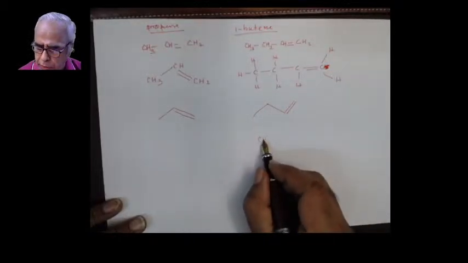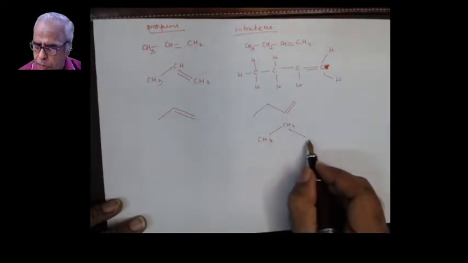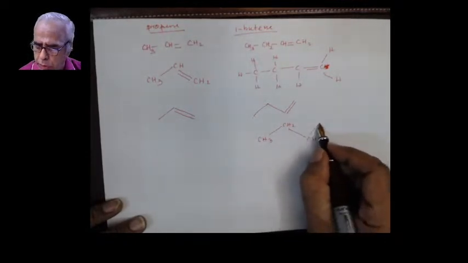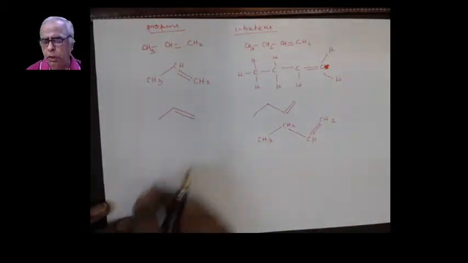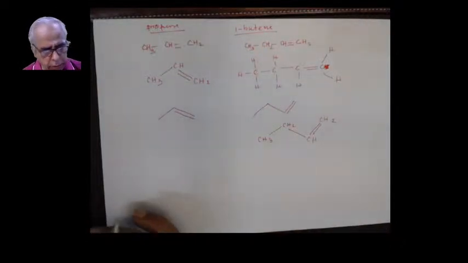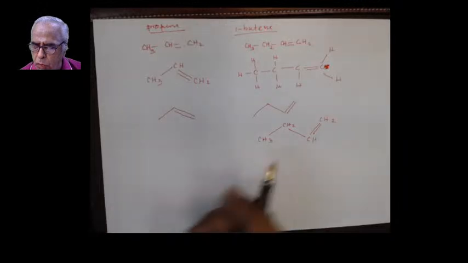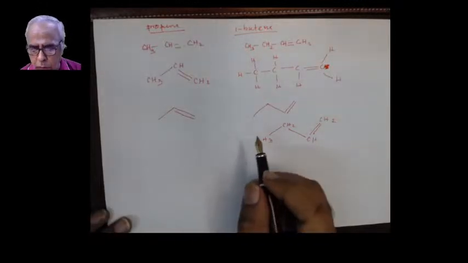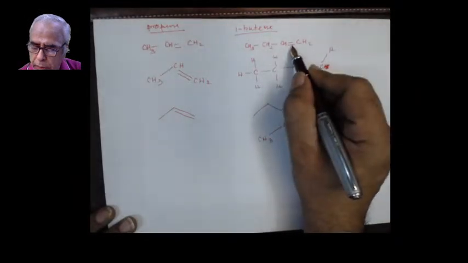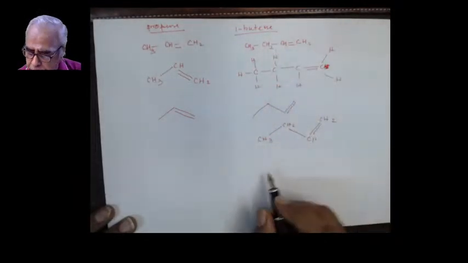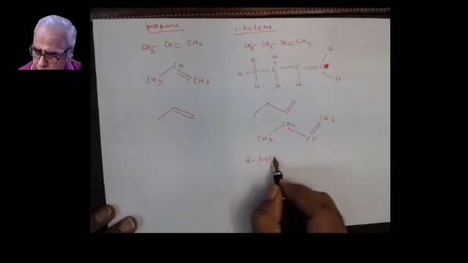So CH3, CH2, CH, CH2. Got it? So all of them represent butene, 1-butene. Now you can have 2-butene also. How? Just locate the double bond in the second position. So that is called 2-butene. Let us try 2-butene. Write down.